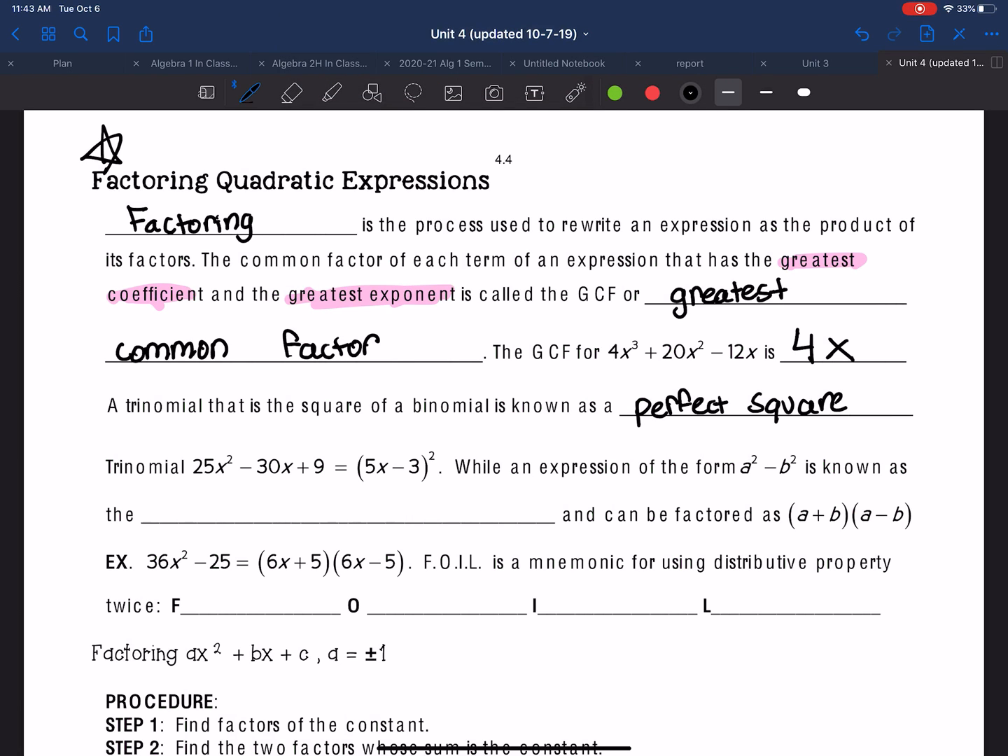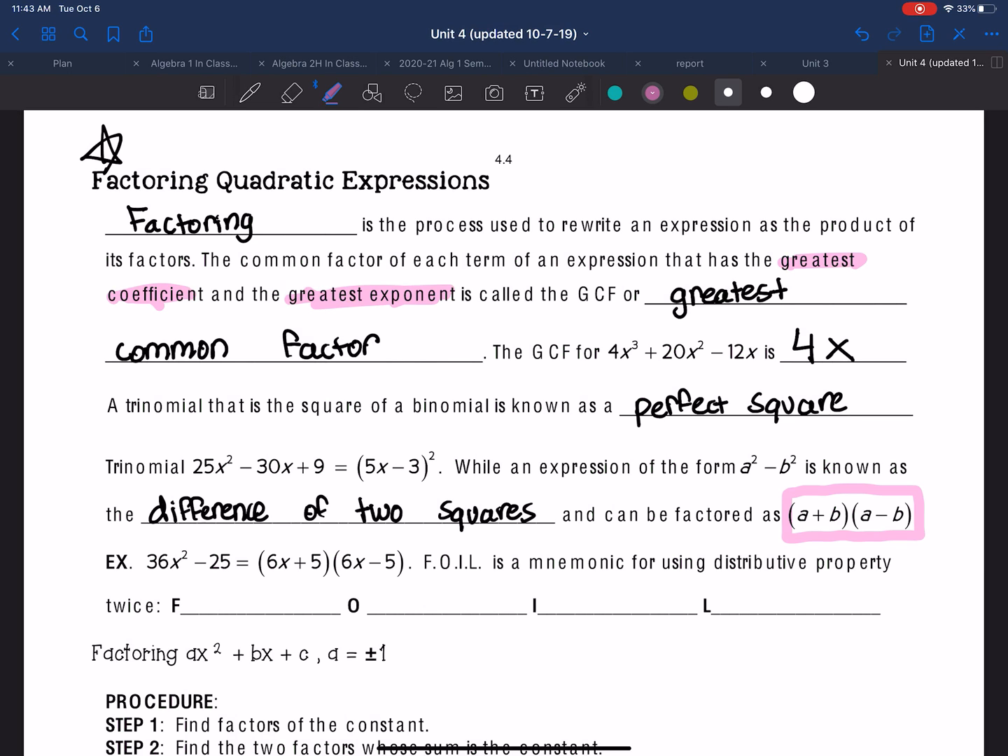While an expression of the form a squared minus b squared is known as the difference of two squares. Okay, and that can be factored as a plus b times a minus b. So an example of the difference of two squares, if we had 36x squared minus 25, the way we know if something is a difference of two squares, if both terms are able to be square rooted, okay, if they are both perfect squares, you're able to take the square root of them and you get something clean.